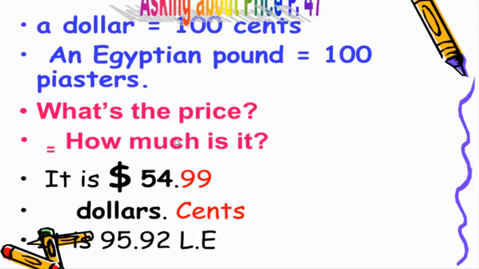Egyptian pounds. How much is it? It's 95.92. It's 95 Egyptian pounds and 92 piastres. The first number is the number of Egyptian pounds. The second number is piastres.